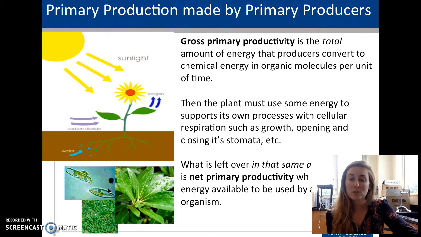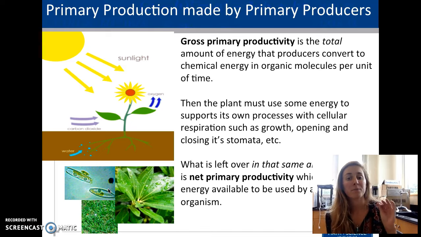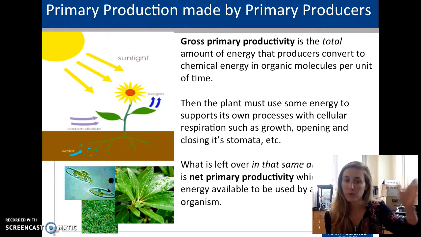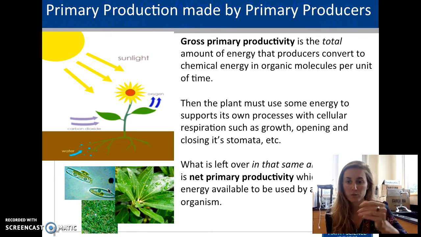The plants have to use some of that energy themselves, right? For growing, for maybe making fruit. And so the leftover energy that's usable for us or for other organisms is net primary productivity. That's actually the more important variable, because net primary productivity is the usable energy for the next organisms. Stuff that's already been used by the plant for things is not usable anymore.